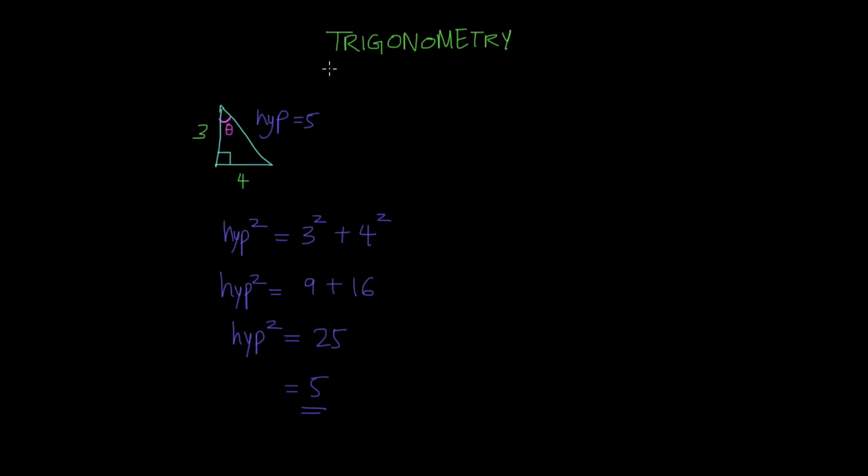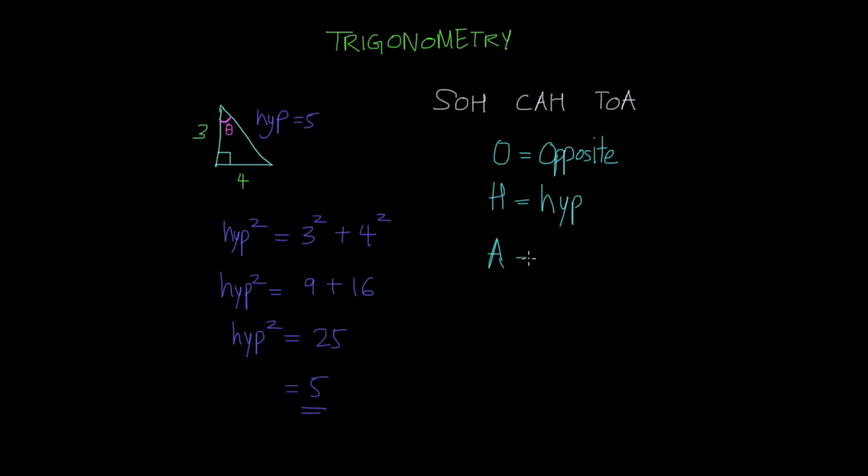So the basis of trigonometry lies in what we call SOHCAHTOA. S here stands for sine, C for cosine, and T for tangent. Now all the O's you see here stand for the opposite side, and my H is my hypotenuse, A is the adjacent side.